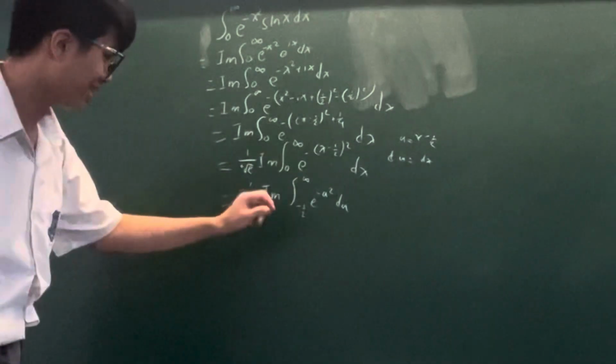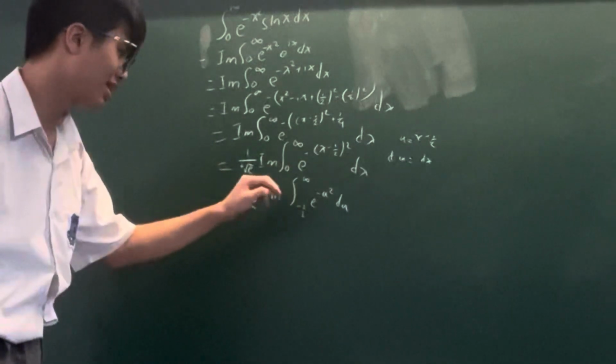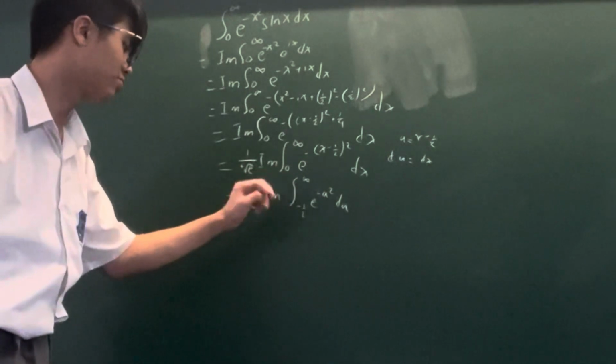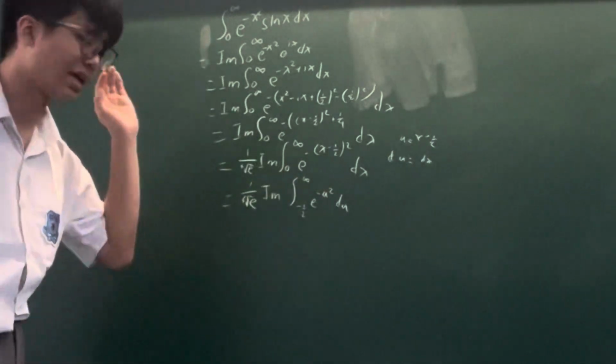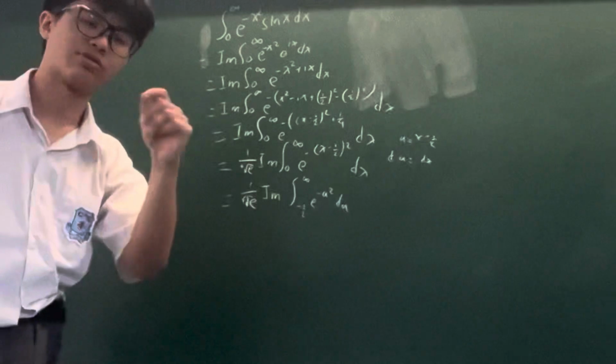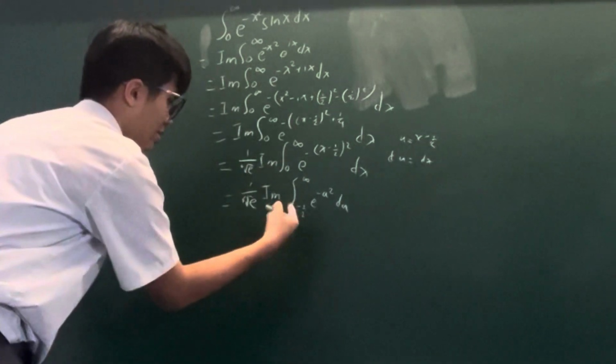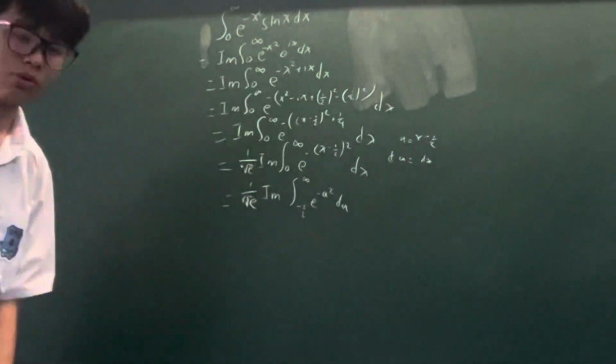So this is not 0 to infinity. If this integral is e to the power of negative u squared going from 0 to infinity, you know that result is going to be half of the Gaussian integral, which is square root of pi over 2. But here the limit is negative i over 2.